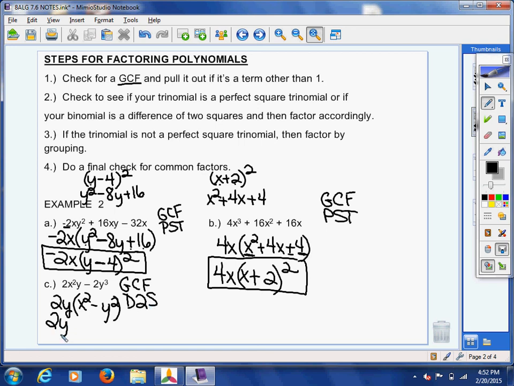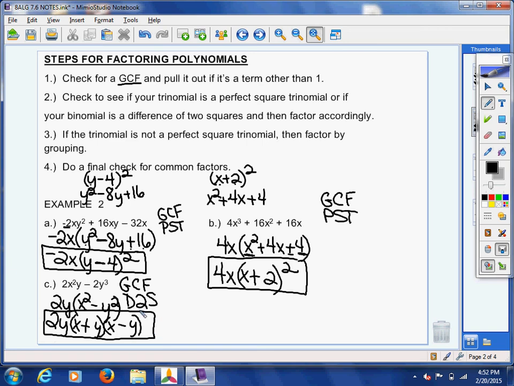I can go one step further and factor that difference of 2 squares. Remember, the quantities are identical. The only thing that's different is the sign in the middle. So x squared, we'll put one of them here, one of them there. Y squared, put one of them here, one of them there. Make one of the quantities positive, the other one negative, and you're finished, my friends. This is as good as it gets.